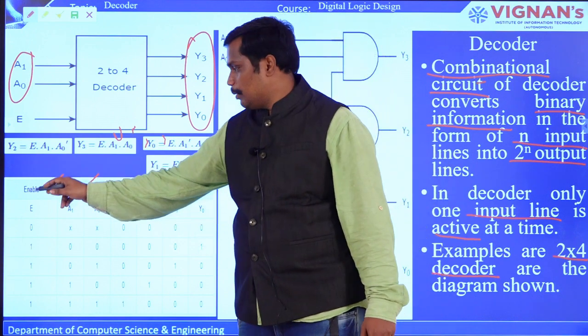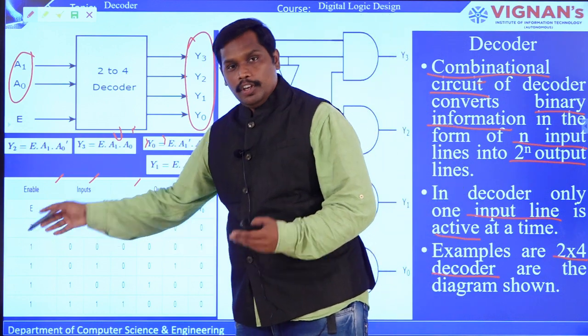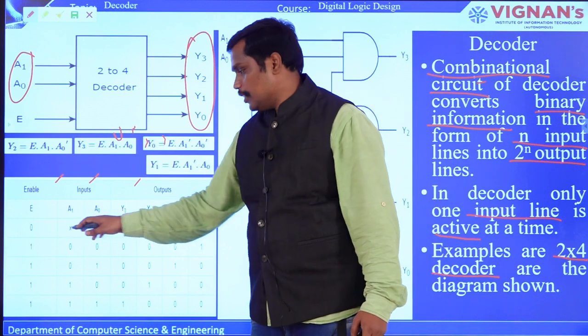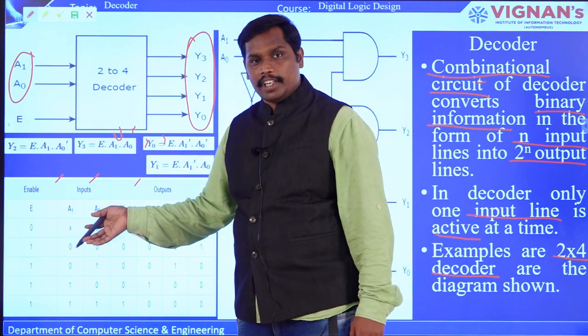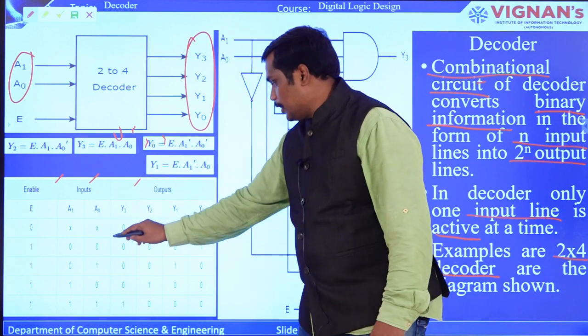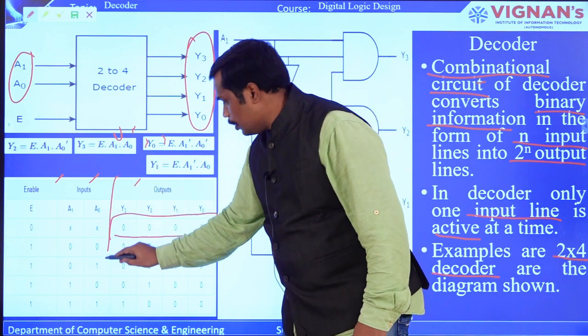So here you can see enable pin, input and output. For that enable pin, if it is 0, the circuit is in inactive state, so whatever may be the possibilities of the inputs, that is why it is represented with don't care conditions, that is X or D. So whenever it is don't care, the output that you are going to get is all zeros.